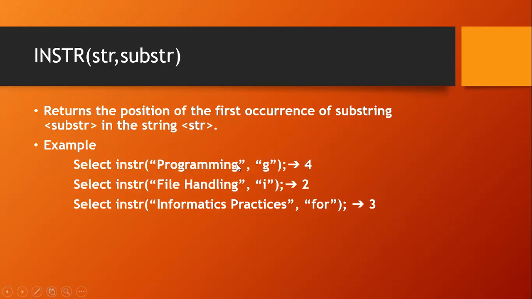You can see two g's in this main string programming. We will be counting from 1: 1, 2, 3, 4, 5, 6, 7, 8, 9, 10, 11. You can see g is in the 4th position as well as in the 11th position. Among those, it will return the first occurrence position. So you will get either 4 or 11, the two places, but it will return 4 as the output. That is the first occurrence of the substring.